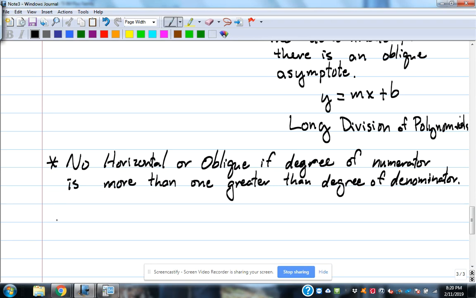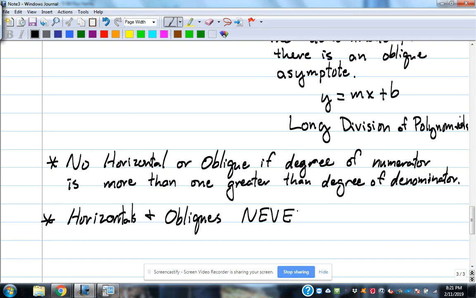The other thing that we mentioned was horizontals and obliques never occur together. If you've got horizontals, you're not going to have obliques. If you've got obliques, you're not going to have horizontals. They never occur together.